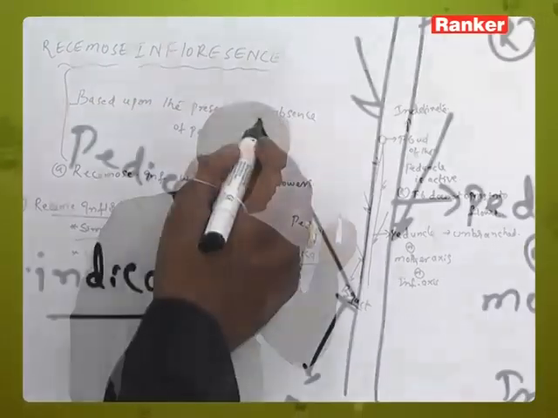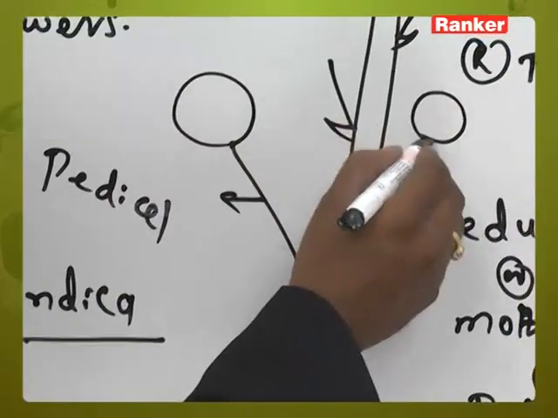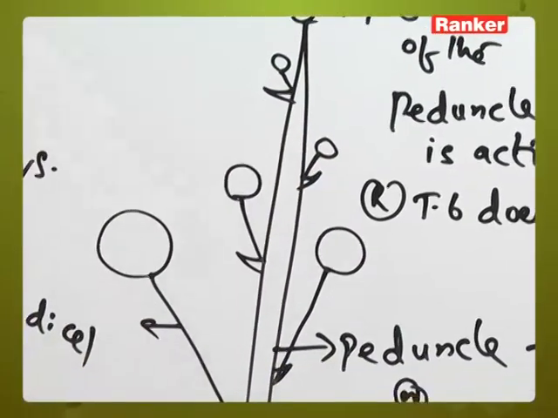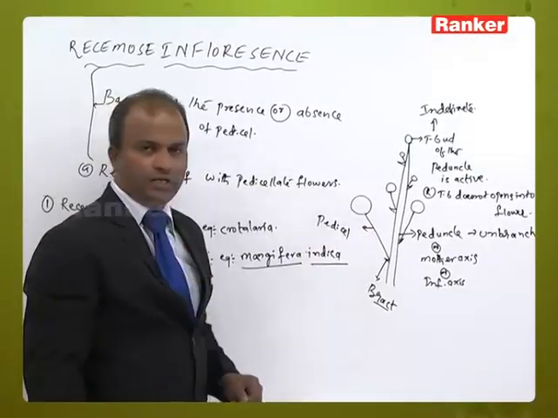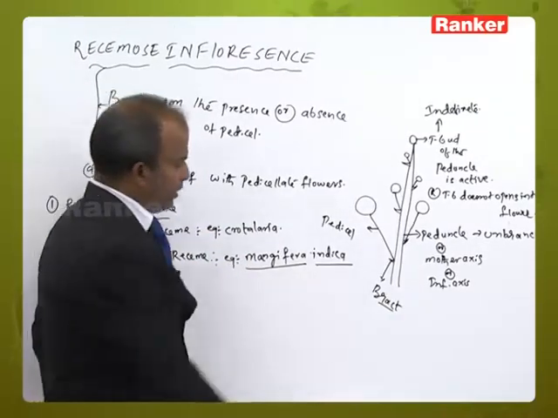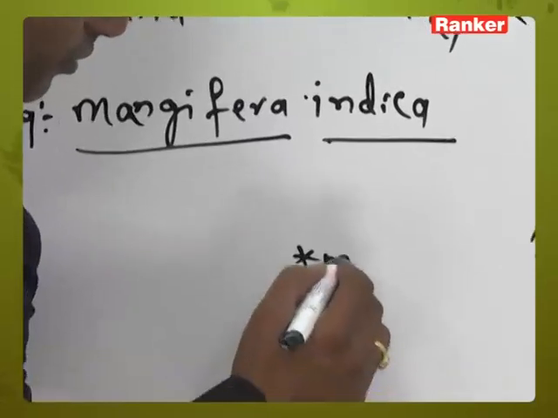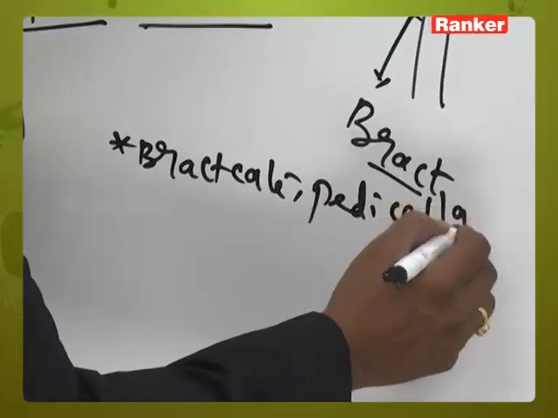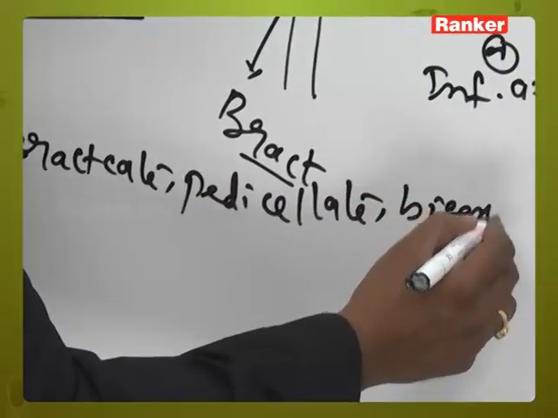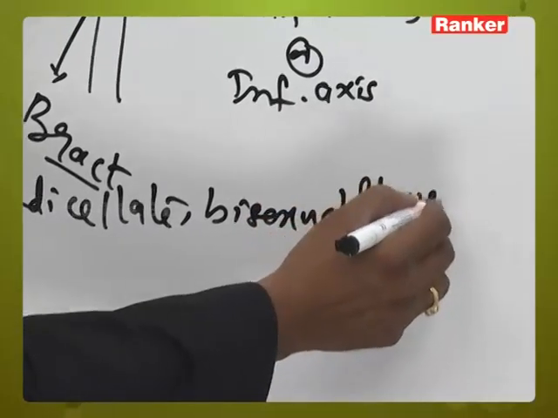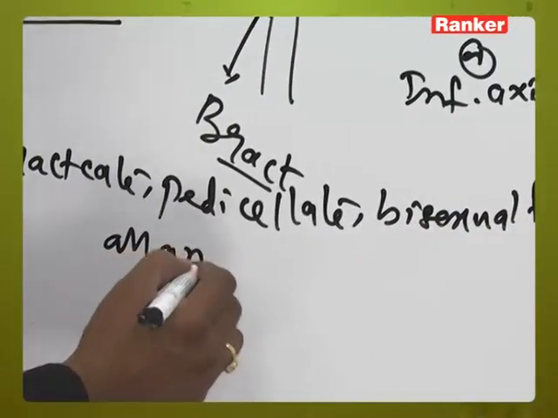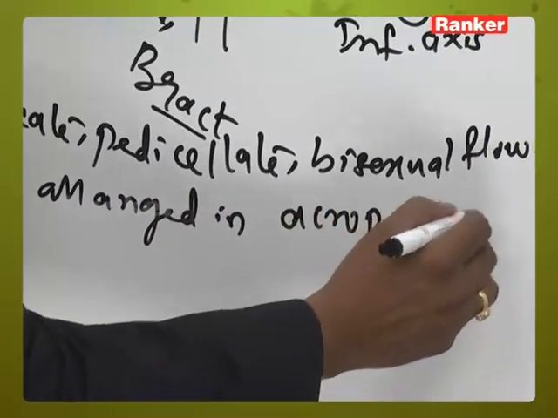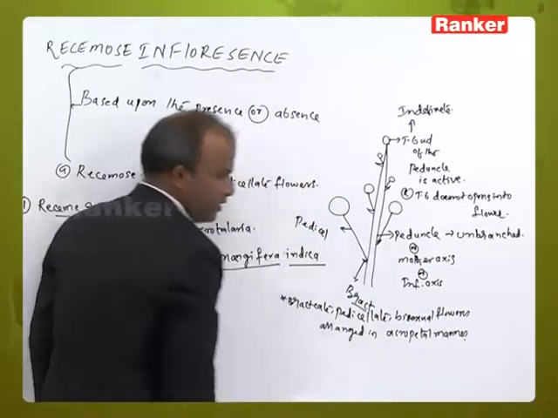And bisexual flowers arranged in acropetal manner. Bisexual flowers are arranged in which manner? Acropetal manner. That means on this peduncle: bracteate, pedicellate, bracteate, pedicellate, bisexual flowers arranged in acropetal manner.